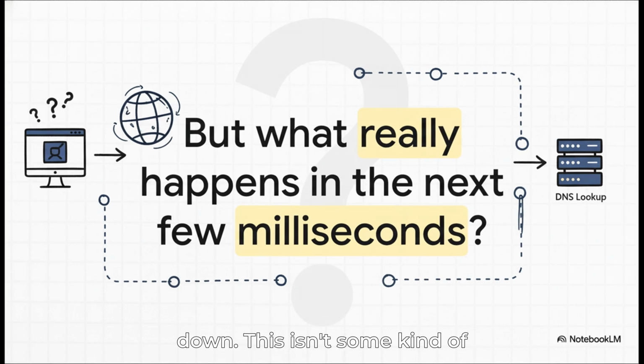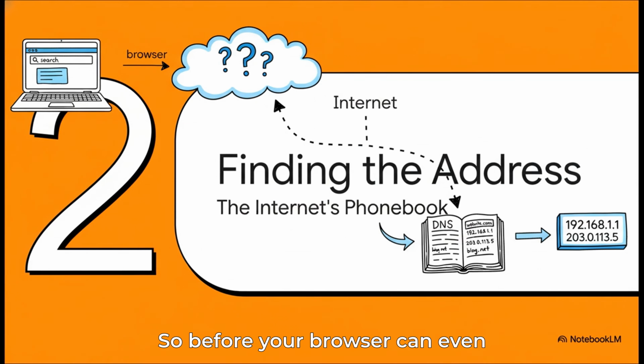This isn't some kind of digital magic, you know? It's a completely logical flow of events. And it all starts with your browser having to figure out, where on earth am I supposed to go? So before your browser can even think about sending a request, it needs an address. But not the friendly name you just typed in. It needs a specific set of numbers to work with.